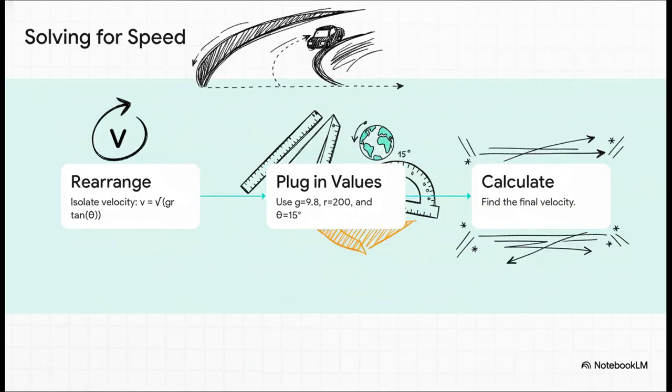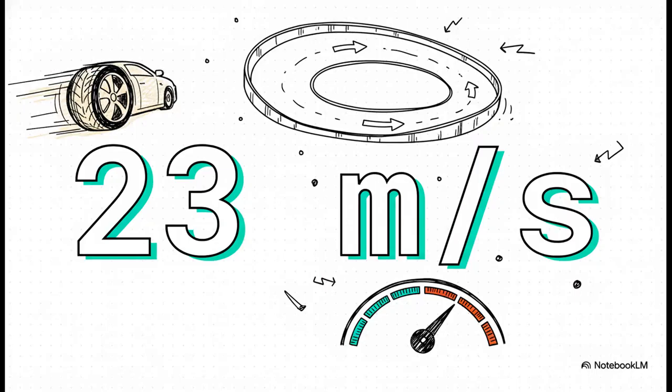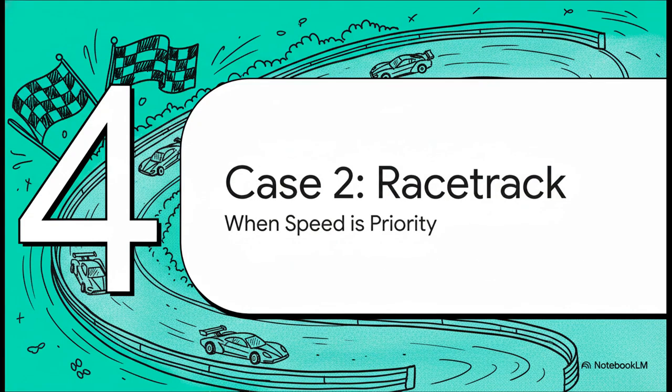To figure that out, we just take our main formula and shuffle it around a bit to solve for v, the speed. We plug in the numbers we know, gravity, our 200-meter radius, the tangent of 15 degrees, and then we just let the math do its thing. And what pops out? About 23 meters per second. If you convert that, it's roughly 51 miles per hour. So there you have it. That's the official design speed for this curve. Okay, so that makes total sense for a highway. But what happens when speed is the number one goal, like on a racetrack? Let's see how the math completely changes when the needs are different.